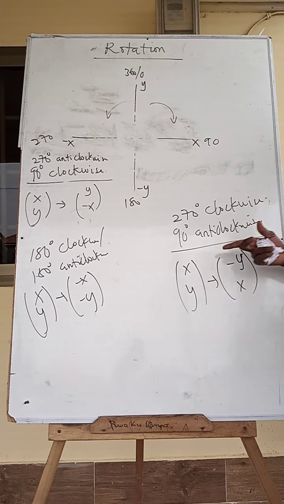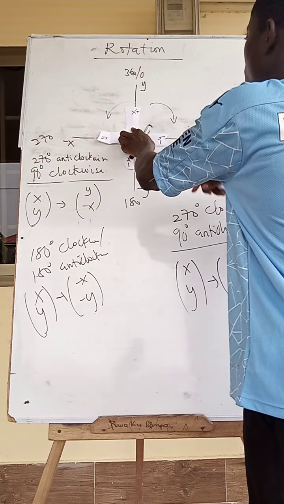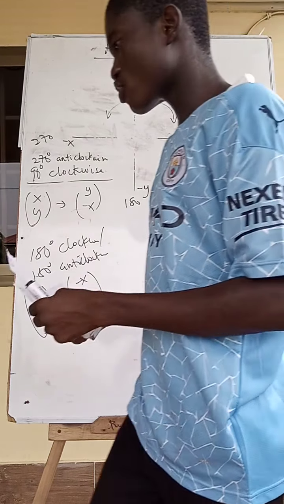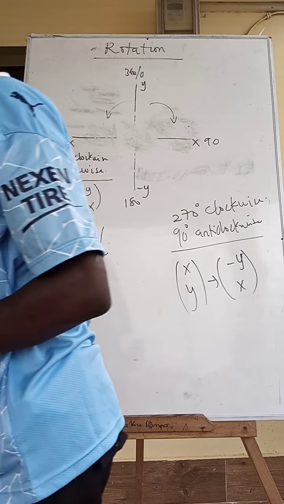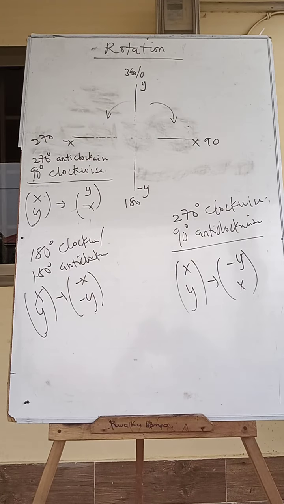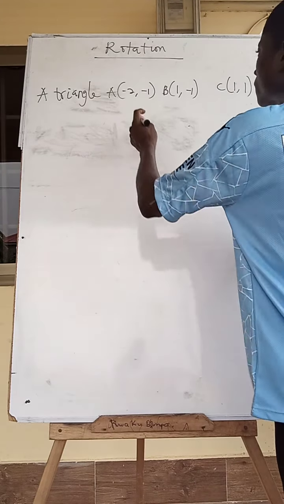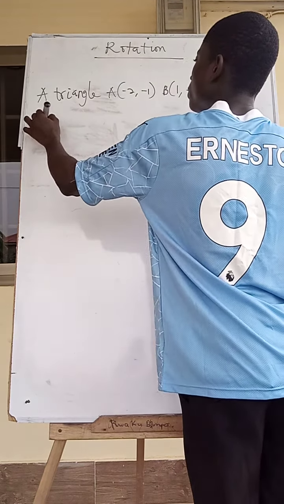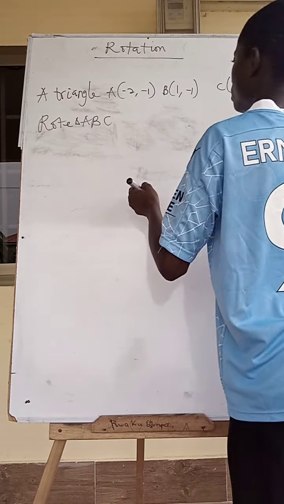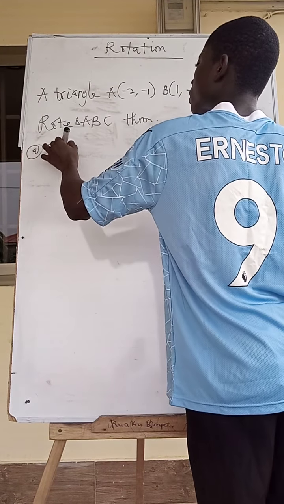So let's do a quick one. Let's try that. We are just going back, just one. 90 degrees anti-clockwise, 1. We're having negative y, x, the same thing. So that is that. So let's quickly try one example for this, and let's call it a day. Okay, we have this triangle ABC, and the question is we have to rotate triangle ABC through, so the first one is 90 degrees clockwise.